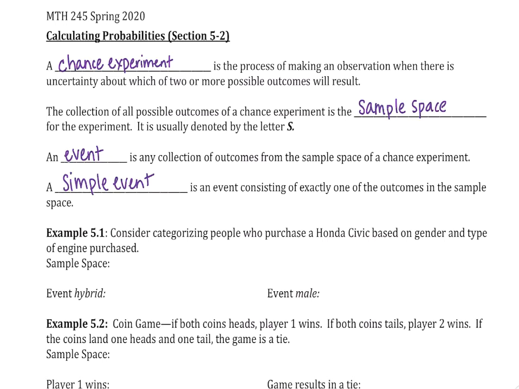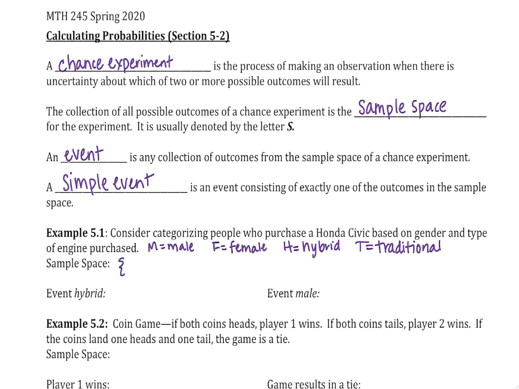How we use this is demonstrated here in these next few sections. So consider categorizing people who purchase a Honda Civic based on their gender and the type of engine purchased. So we have the event M that we'll use to say that they're male, F for female. And then there are 2 types of engines that you can get. You can get a hybrid or you can get a traditional. And you get to pick what letters you want to use unless it's already assigned for you, but you want to typically pick a letter that makes sense for what you're doing.